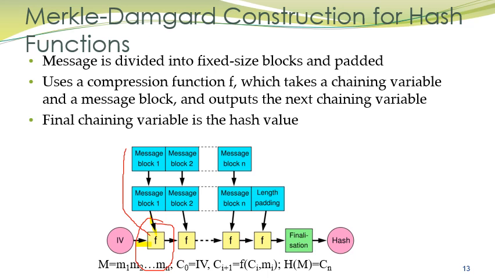If we have 10 blocks, then this process will continue for 10 blocks, and the final chaining variable is the output hash value from this Merkle-Damgard construction. So you try to understand the basic concept. It is not necessary to go into the details of this. There are several algorithms, and if we go into the details, we may require 5 more sessions to explain all these concepts. So this is beyond the scope of this subject. You just try to understand the basic concept.